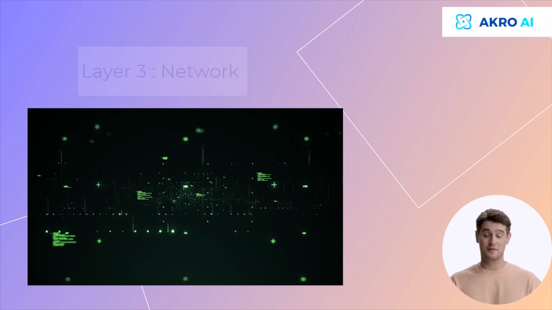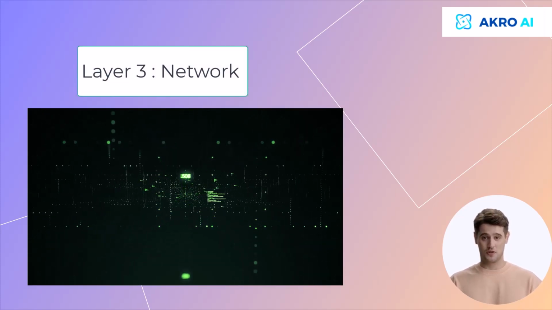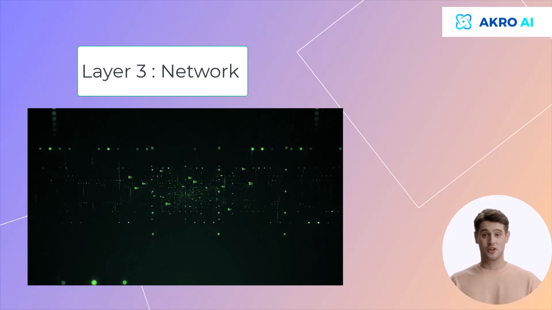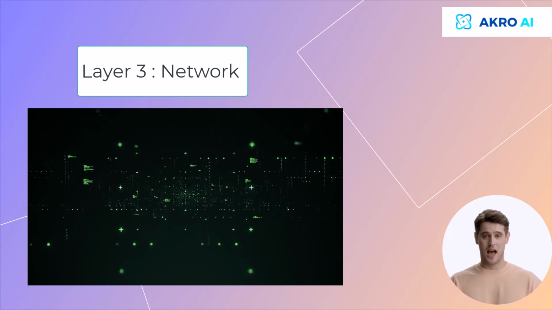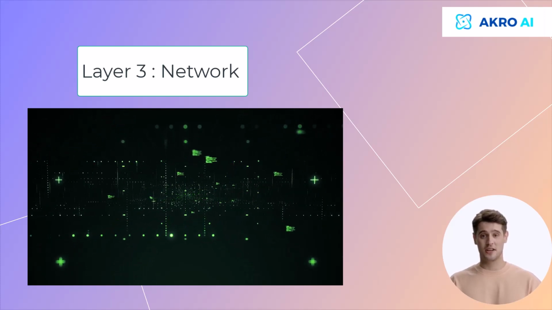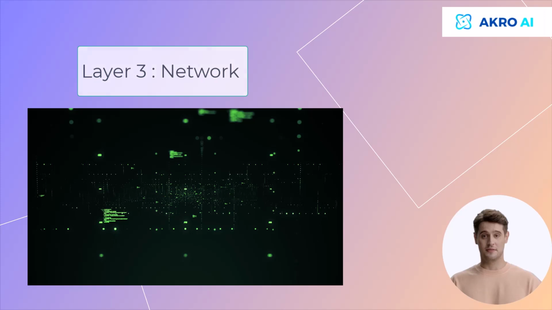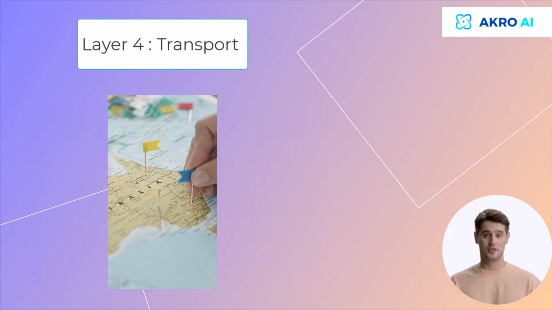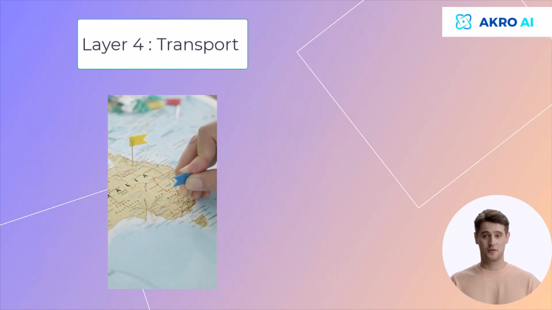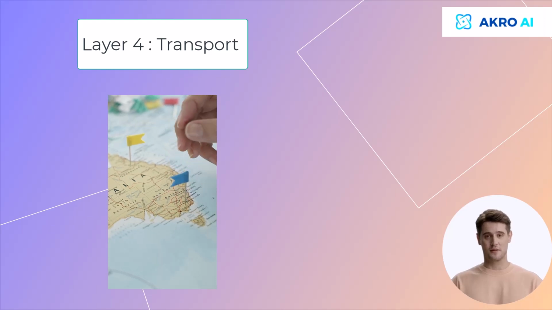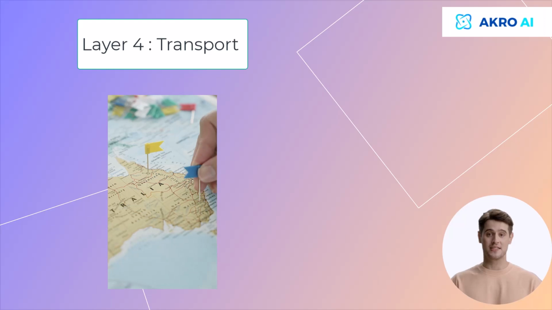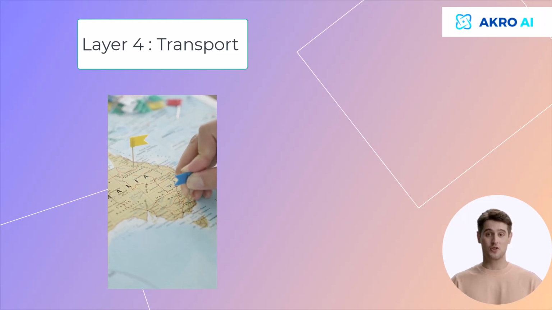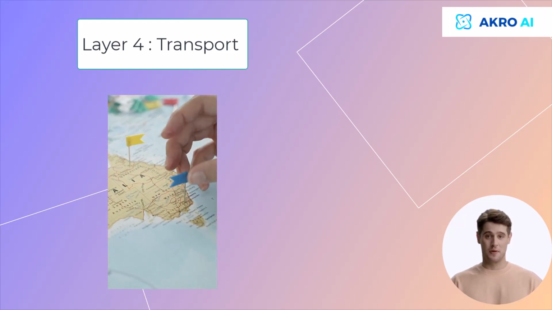Layer 3. Network. This layer is our postal service. It's in charge of giving our data an address so it knows exactly where to go. IP addresses work their magic here, guiding data to its destination. Layer 4. Transport. Okay, who loves getting packages delivered safely? That's what this layer does. It's the delivery service for your data, breaking it down into smaller pieces and making sure everything gets to the right place in one piece.